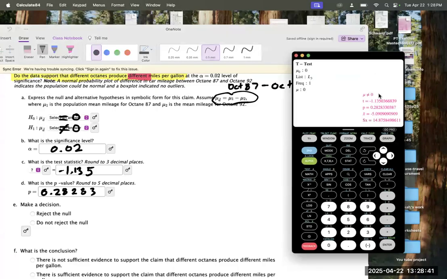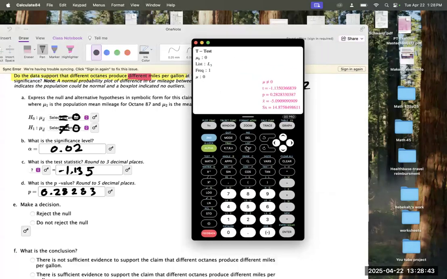We could also make the calculator draw this picture for us. So if we go back, stats, and we go back to tests, and I'm going to go back to t-test, and then I'm going to go to draw, and I'm going to press enter. Notice this is what actually is happening. So they're saying that the z-score, it's actually a t-score, but it's a lot like the z-score.